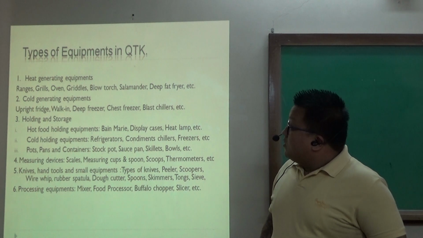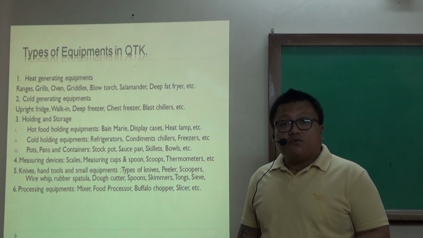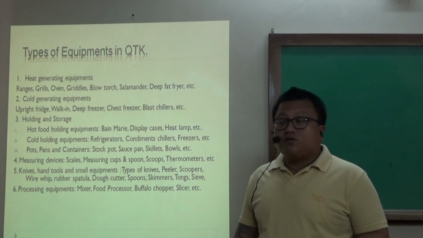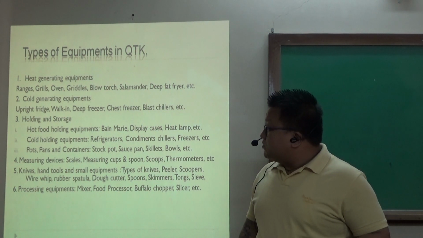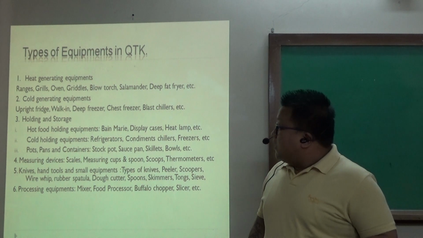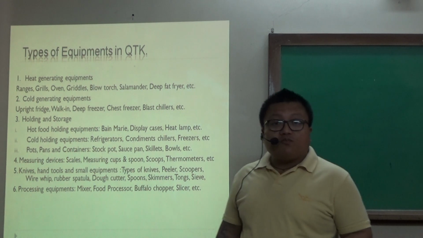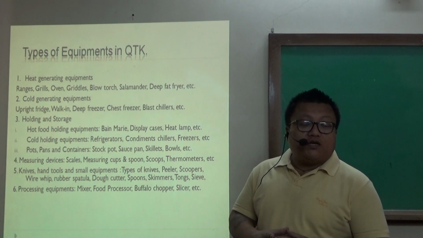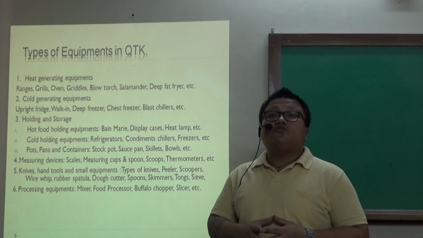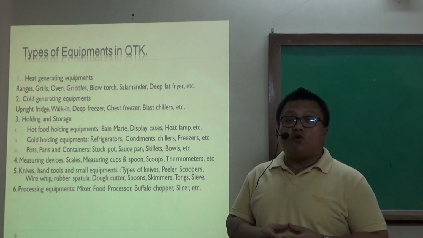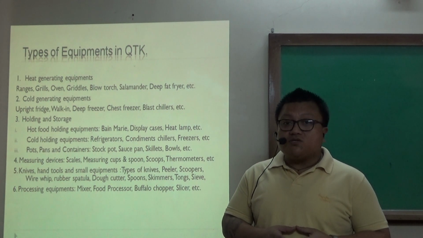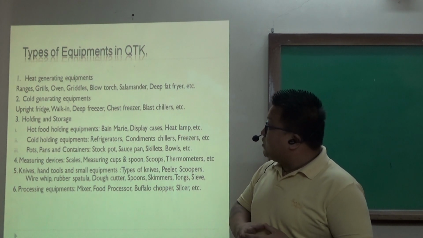Those are heat generation equipment, cold generation equipment, holding and storage, measuring devices, knives, hand tools and small equipment, and processing equipment. Heat generating equipment are those which generate heat, for example, ranges, ovens, and salamanders are a few examples which I have mentioned here.